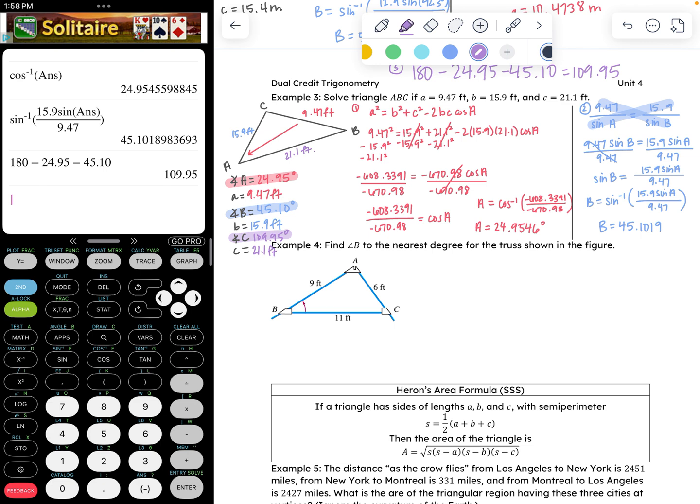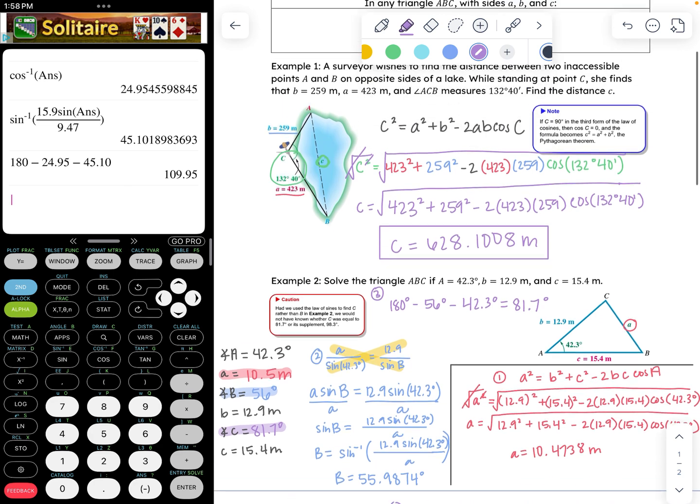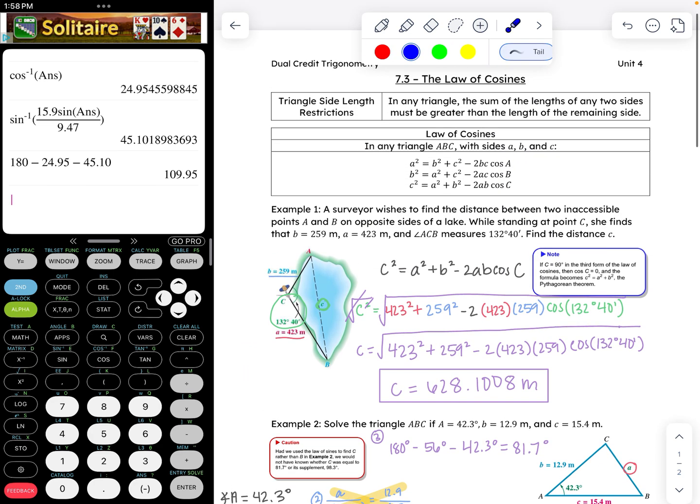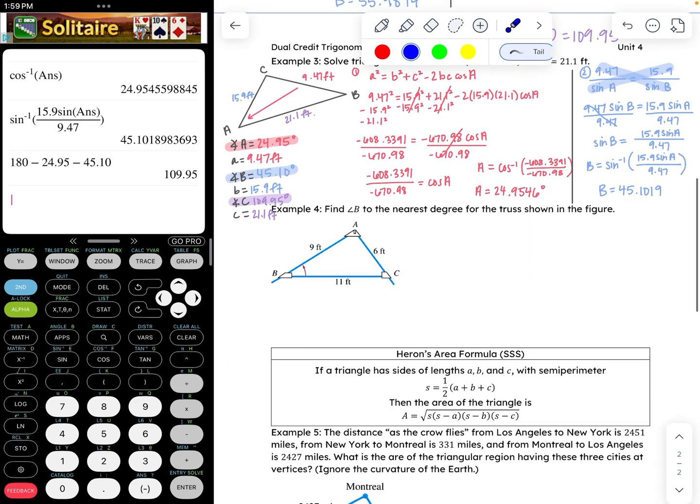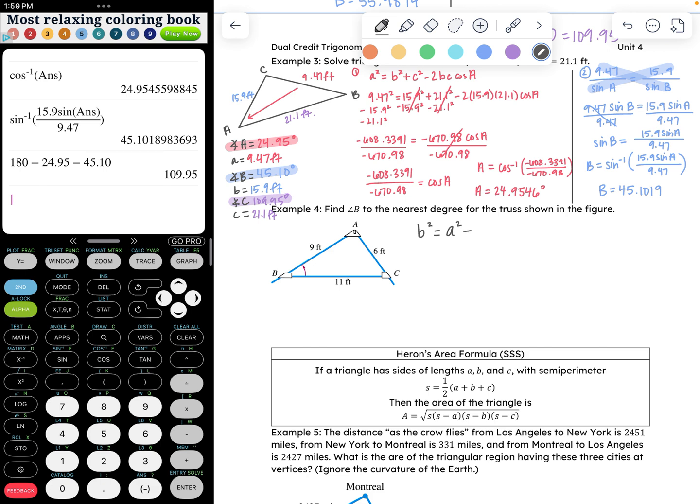This one just says find angle B to the nearest degree. So just solving for one part. I know all of my side lengths, but I need angle B, which means I need to use the law of cosines part that has angle B in it. So I'm going to look at B squared equals A squared plus C squared minus 2AC cosine of angle B.